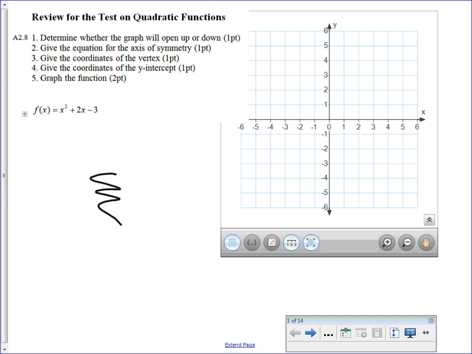Okay, so here is the test review for quadratic functions. The first one was complete instructions where we're basically going to create the graph of this equation here.